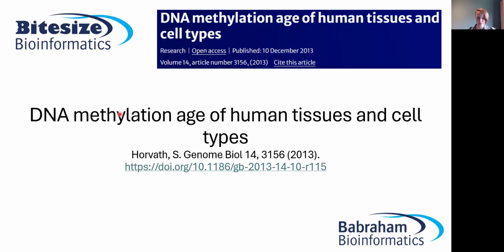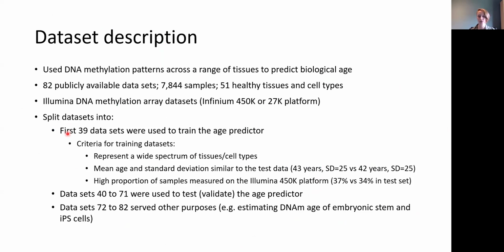So on to the paper that we're going to base the discussion today on. It's this paper here, titled DNA Methylation Age of Human Tissues and Cell Types. This is essentially a paper looking at epigenetic clocks. So what they're doing is trying to use DNA methylation patterns across a range of different tissues in this paper to try to predict biological age based on this. And they used over 80 different publicly available data sets in the paper. They had quite a large number of samples, nearly 8,000, across about 50 different healthy tissues and cell types.